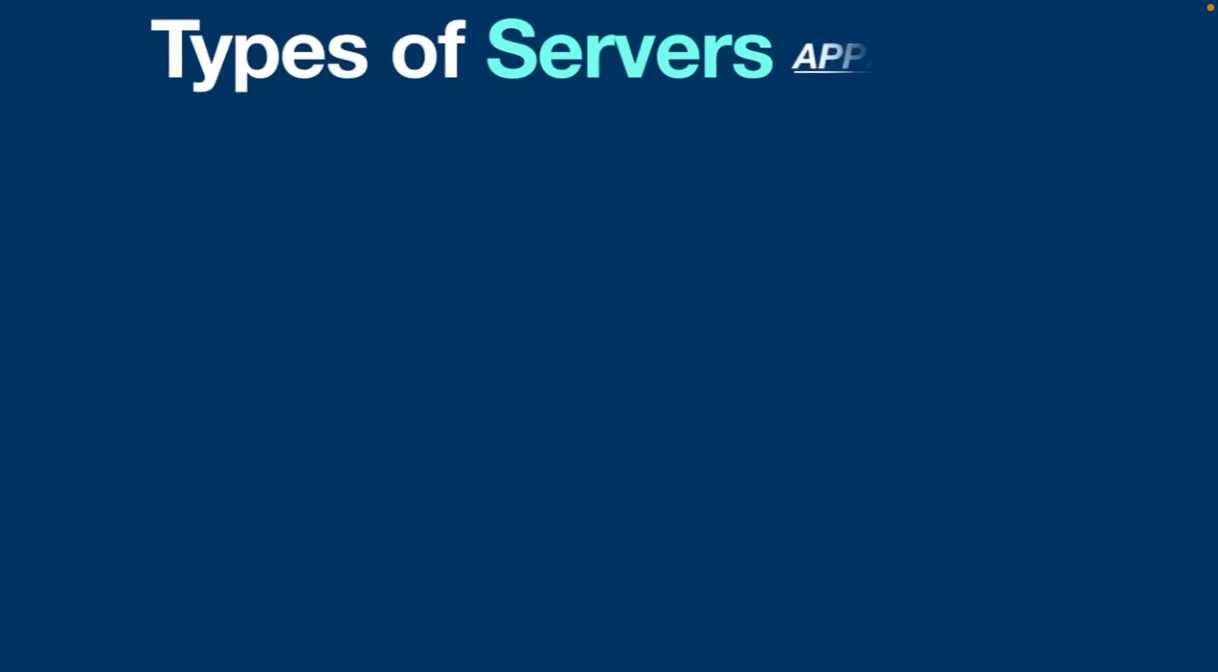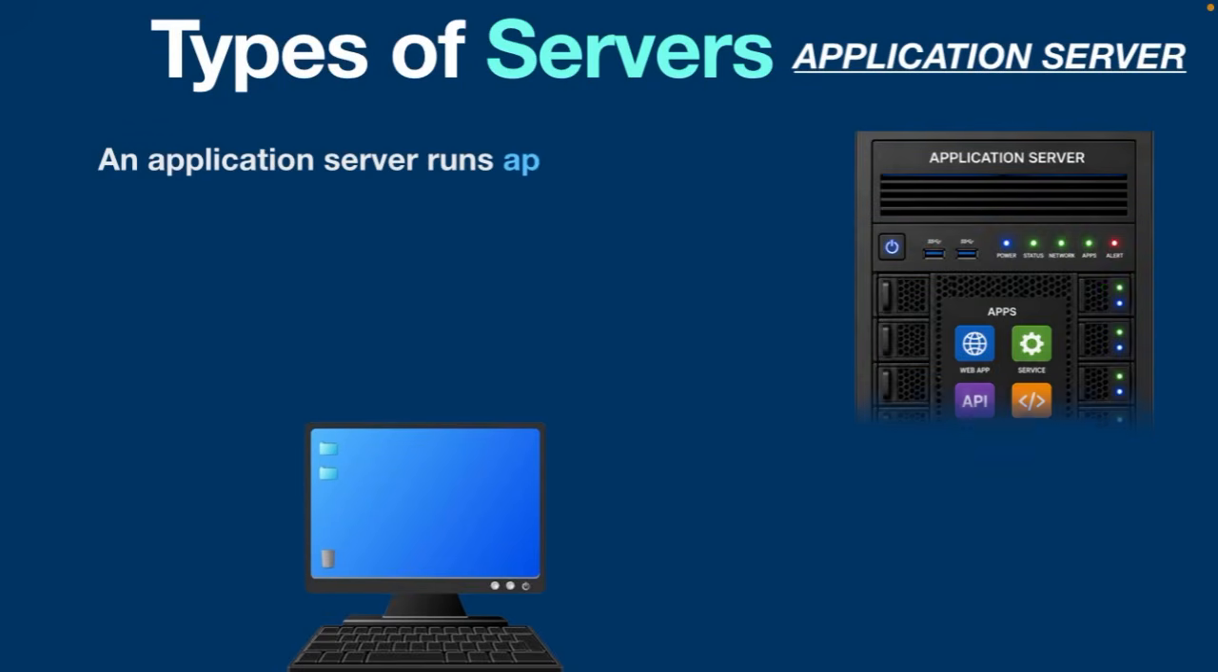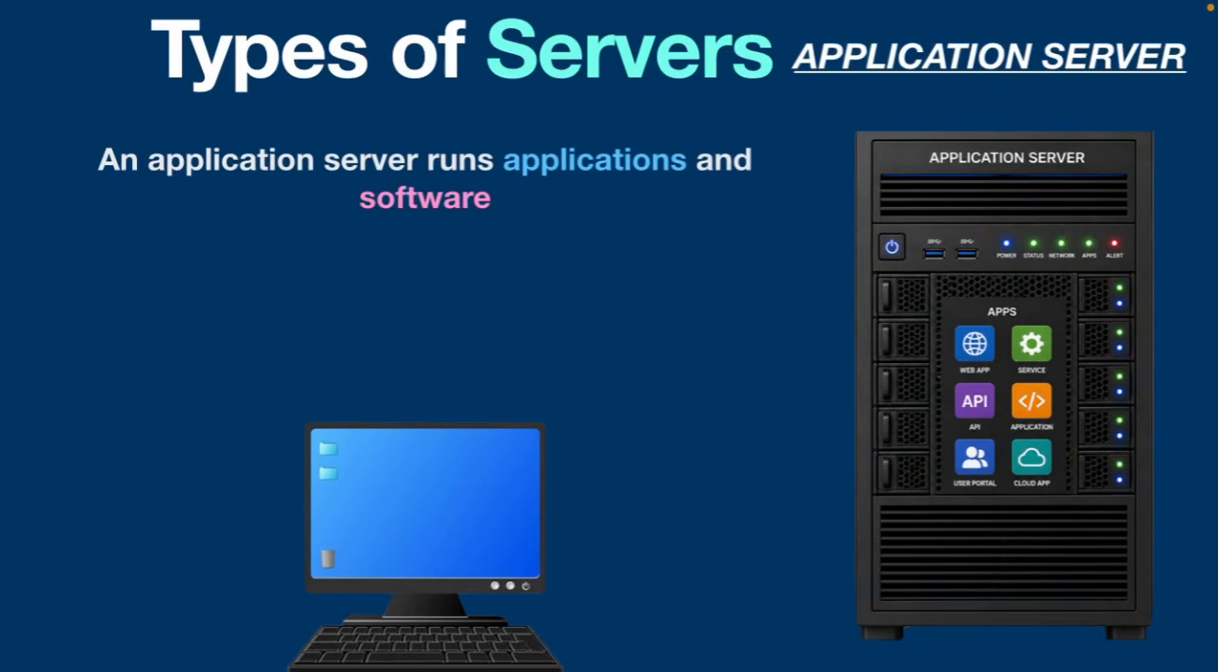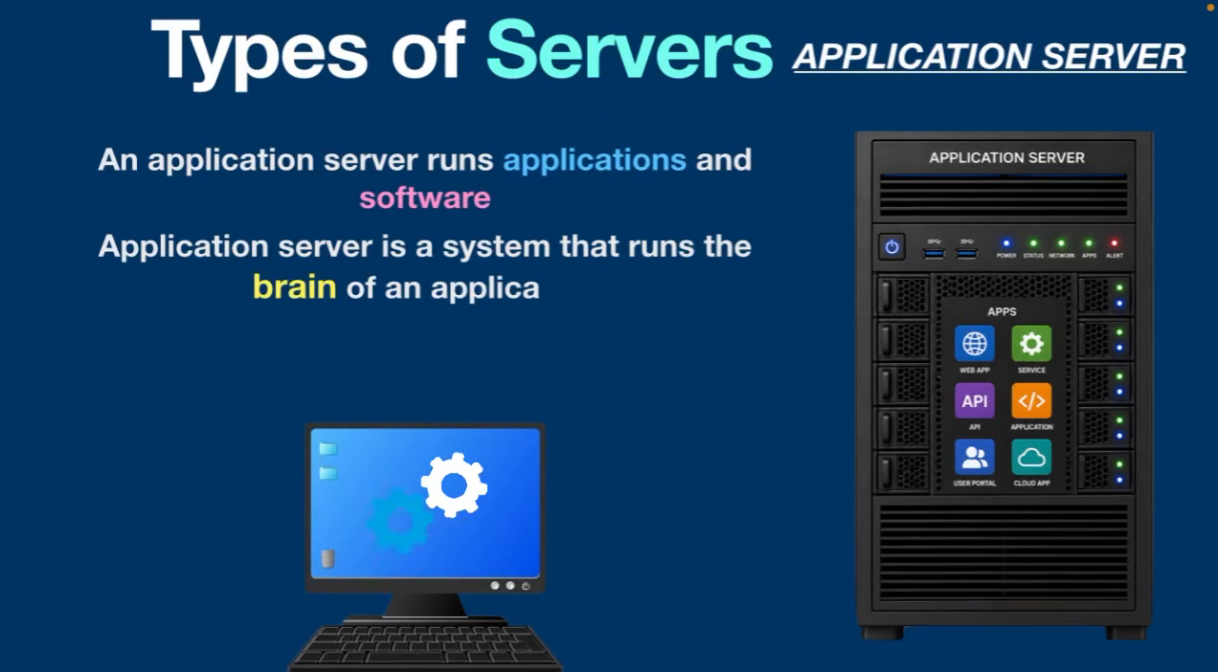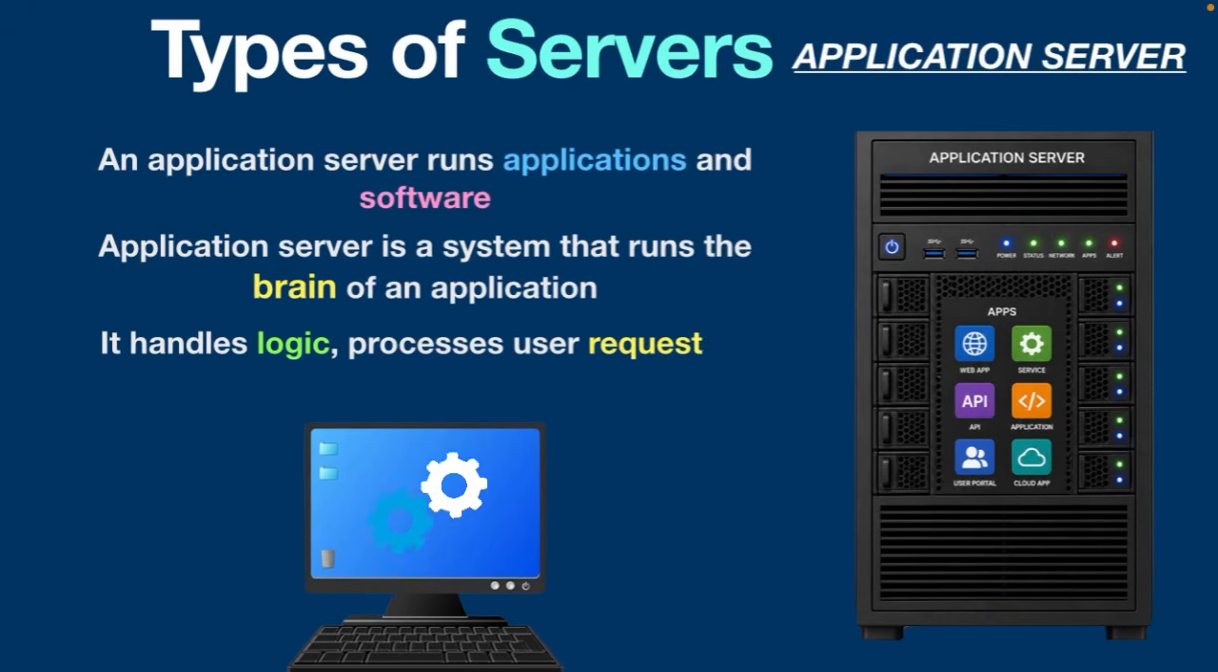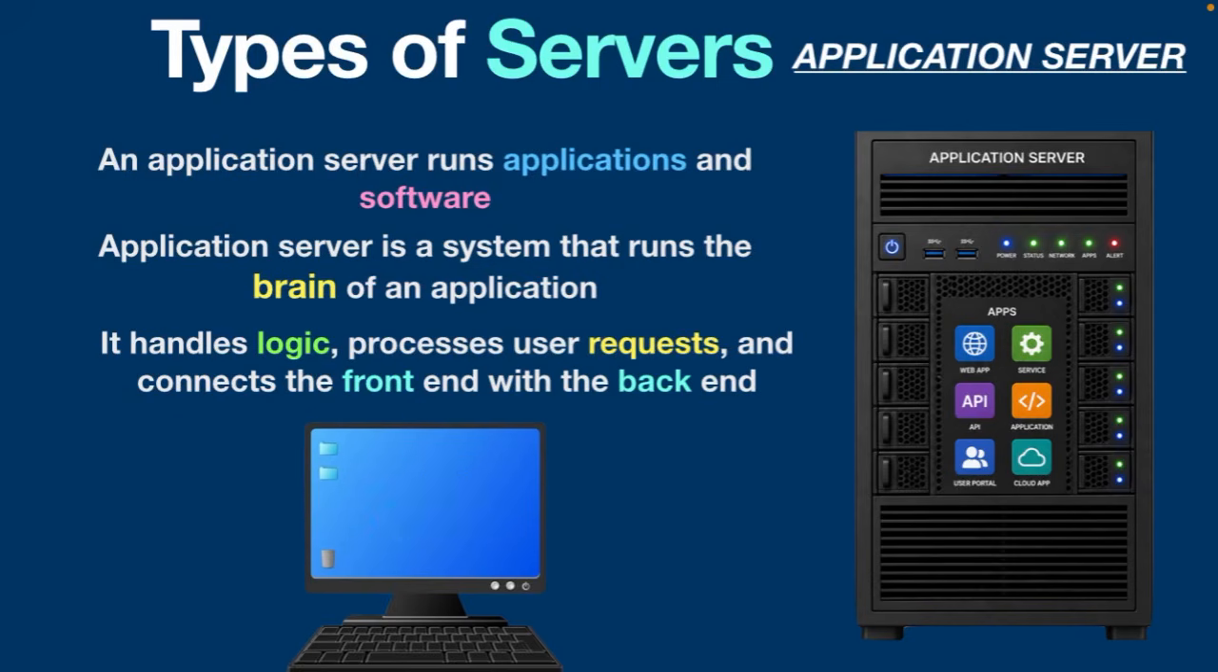Number 4. Application server. An application server runs applications and software. It helps deliver business logic and services to users. Technically, an application server is a system that runs the brain of an application. It handles logic, processes user requests, and connects the front end, what users see, with the back end, like databases and services.